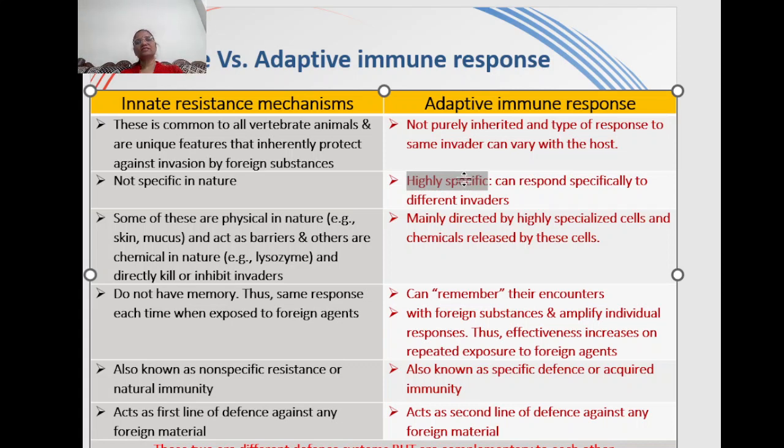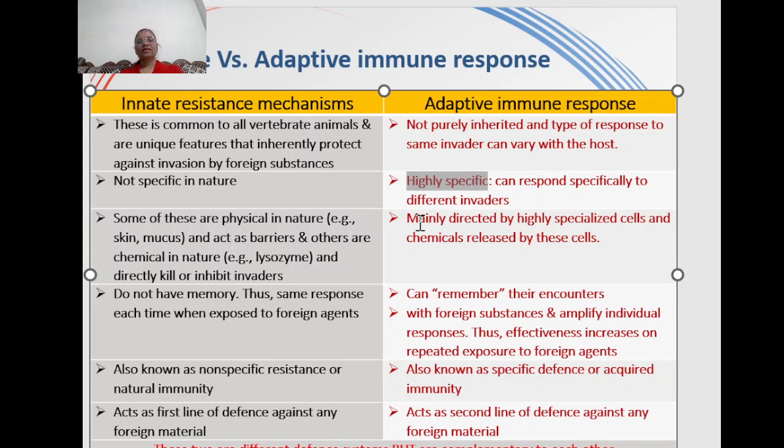The response will be highly specific. It means if a human being comes in contact with typhoid bacilli, the response generated is mediated just against the typhoid bacilli. But once the human being comes in contact with TB bacilli, the response created will be quite different from the one generated against typhoid. And the response generated against typhoid is not going to help you respond against the TB bacilli. So tailor-made responses are generated in the case of the adaptive immune response.